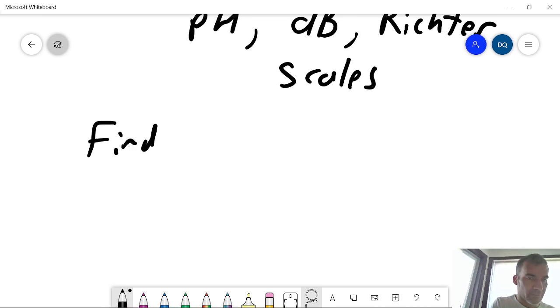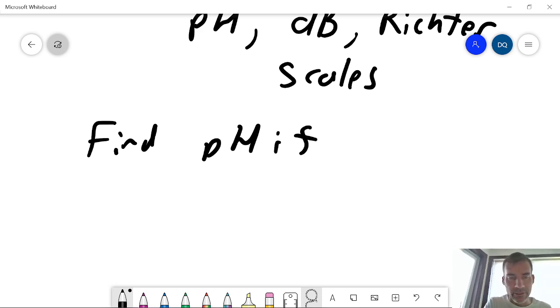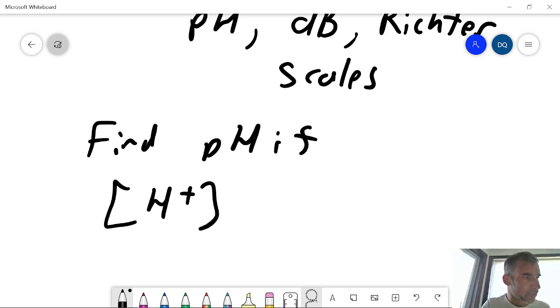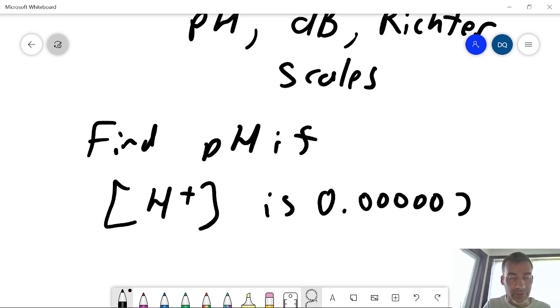Find the pH if the hydrogen ion concentration, I believe that's called hydronium, the hydrogen ion concentration is 0.0000024. I'm going to find the pH.